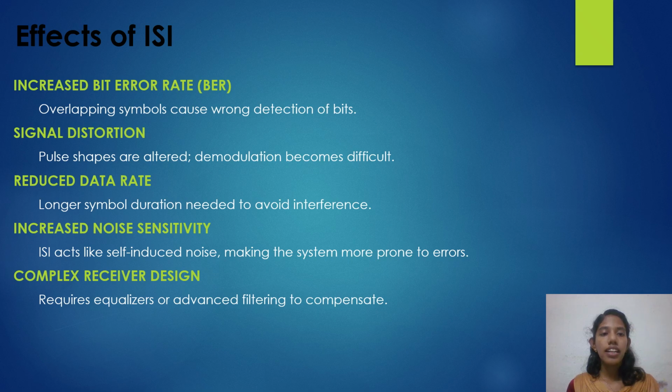The effects of ISI. Increased bit error rate: overlapping symbols cause wrong detection of bits. Signal distortion: pulse shapes are altered. Demodulation becomes difficult. Reduced data rate: longer symbol duration is needed to avoid interference. Increased noise sensitivity: ISI acts like self-induced noise, making the system more prone to errors. Complex receiver design: receivers require equalizers or advanced filtering to compensate.